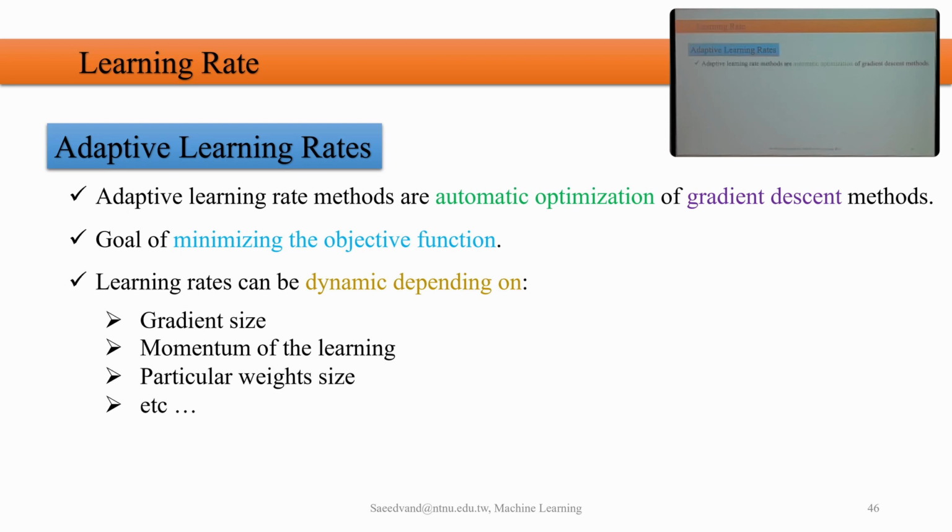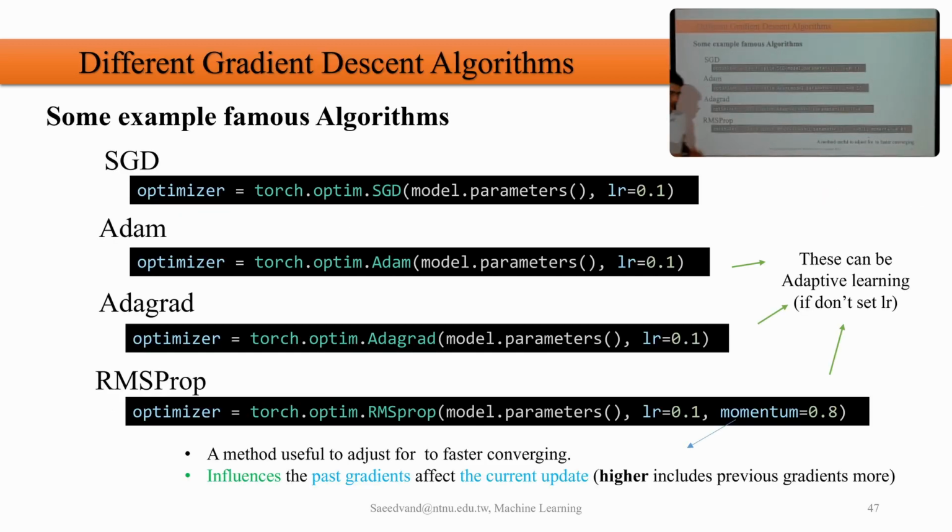Adaptive learning rates are methods that automatically work based on the gradient descent technique and at the same time try to adjust the learning rate. Of course the goal is minimization, and the dynamicity of the adaptive learning rate is based on the gradient size, the momentum of the learning, the particular weights of the size, and different elements. But finally, you can see some techniques that we have here. For example, ADAM is an adaptive learning rate method that can automatically adjust the learning rate for you to make it easier to train.